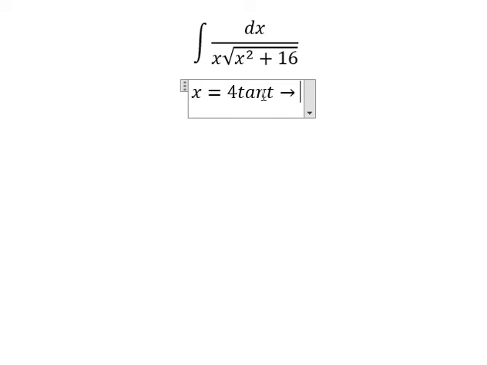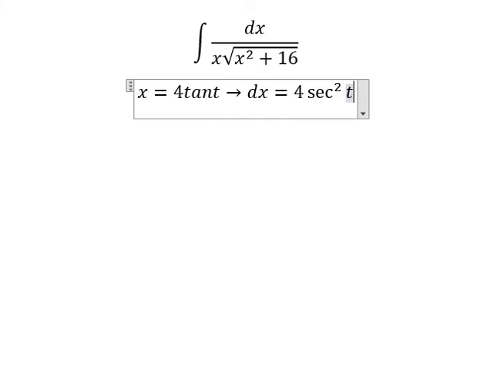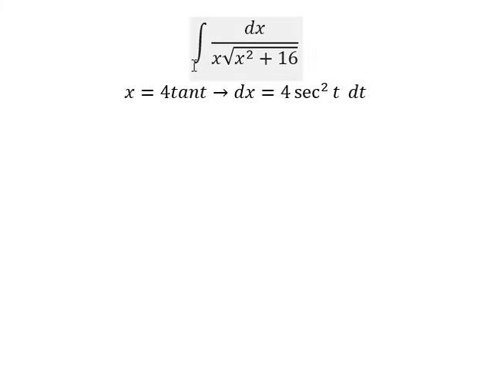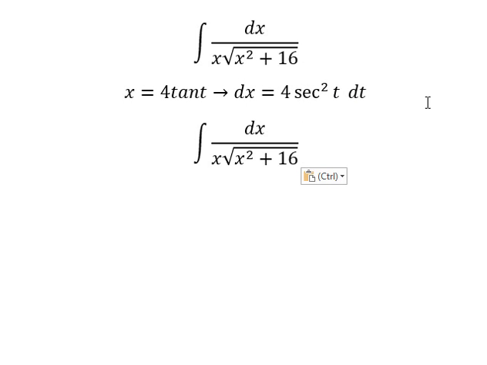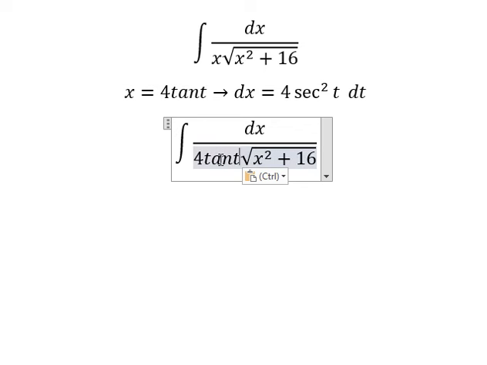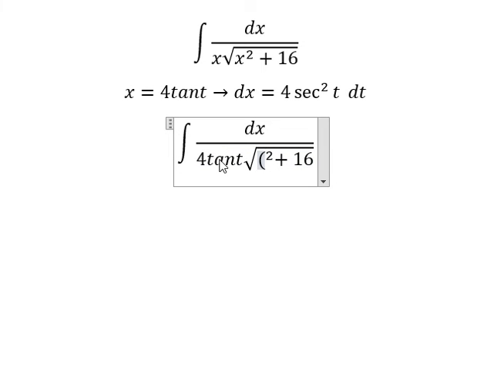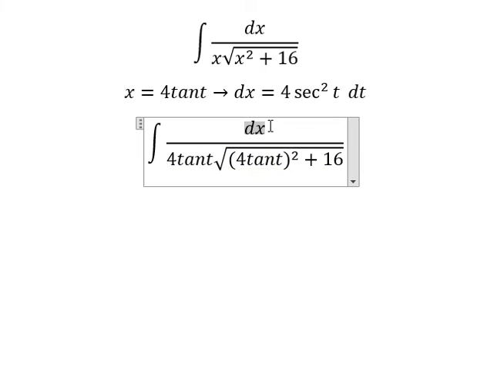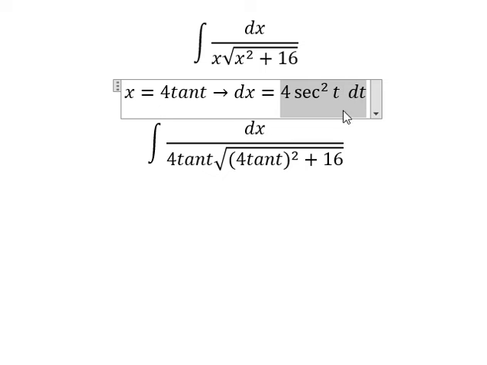So if we take the first derivative for both sides, you get dx equal to 4 secant squared t dt. So we put this one in here and here. dx we change for this one.